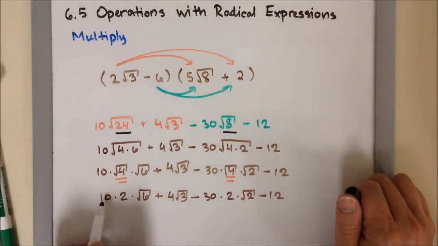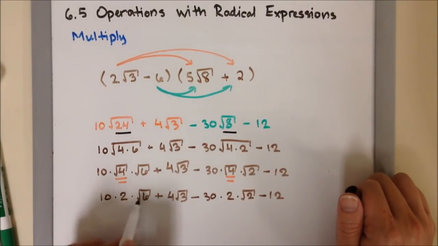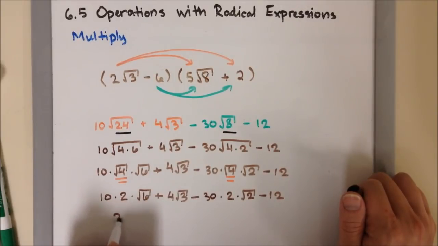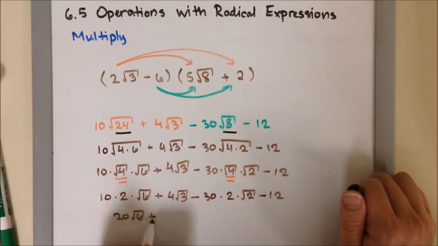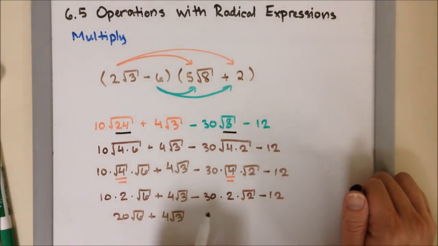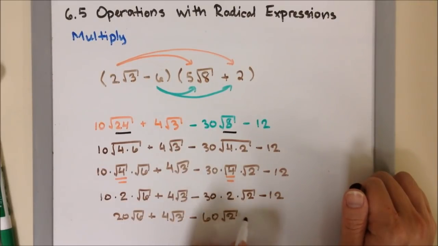Alright, so I'm going to multiply the 10 and the 2 that's outside the square root of 6, which will be 20 square root of 6. Bring down plus 4 square root of 3. And then over here, I'm going to multiply my negative 30 times 2, that is outside the square root of 2, which is negative 60 square root of 2. And then I bring down the minus 12.